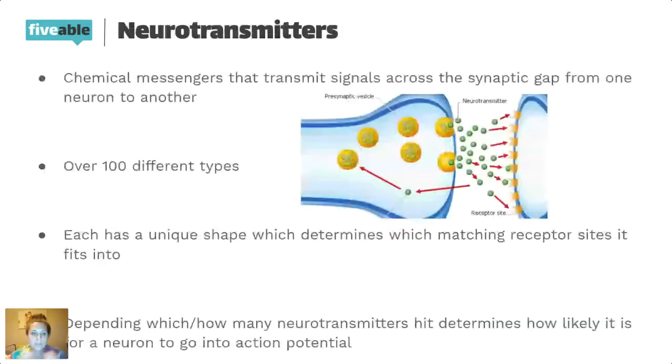So now the specific neurotransmitters, these are the little balls that pass between neurons. These are chemical in nature, and they transmit.